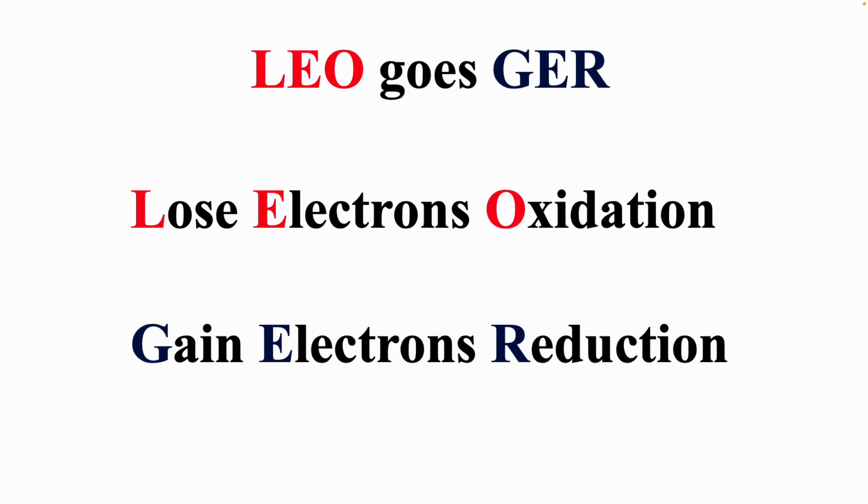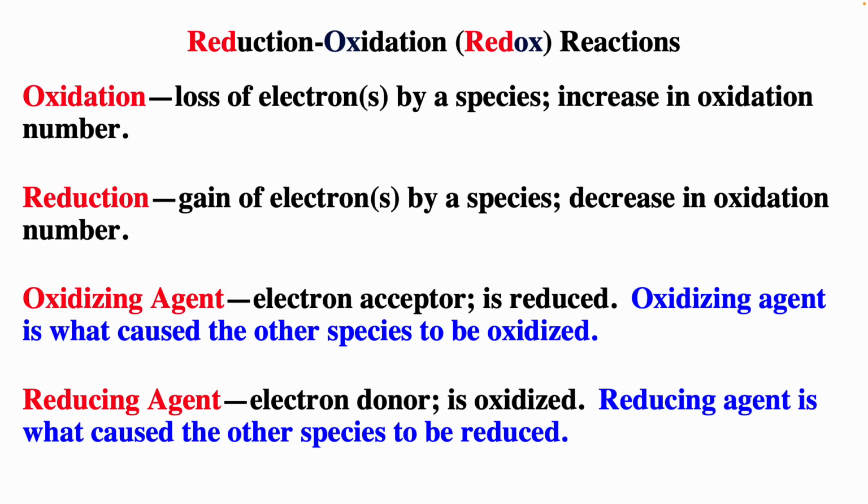One way of remembering that oxidation is about the loss of electrons and reduction is about the gain of electrons is LEO goes GER. Lose electrons, oxidation; gain electrons, reduction. Now, the oxidizing agent causes the oxidation, and so oxidizing agents are always reduced. The reducing agent is what causes the reduction, and so the reducing agent is always oxidized.